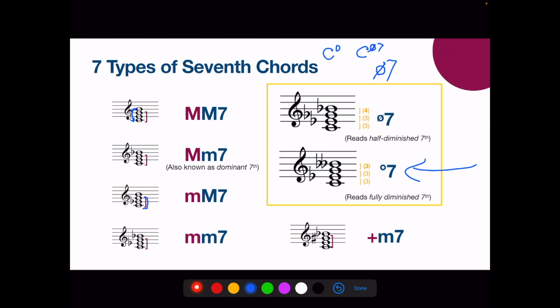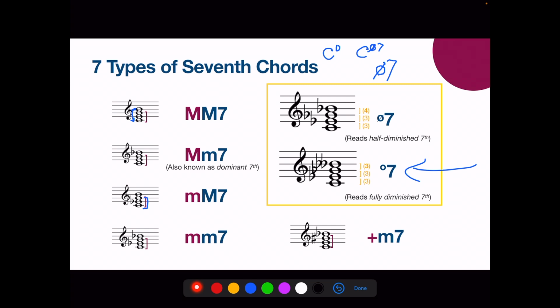Well, I just noticed that there is a typo because we have to have C, E flat, G flat, and B double flat. So please make sure that you correct it on your own. C, E flat, G flat, and B double flat. So those are the two types of diminished chords.